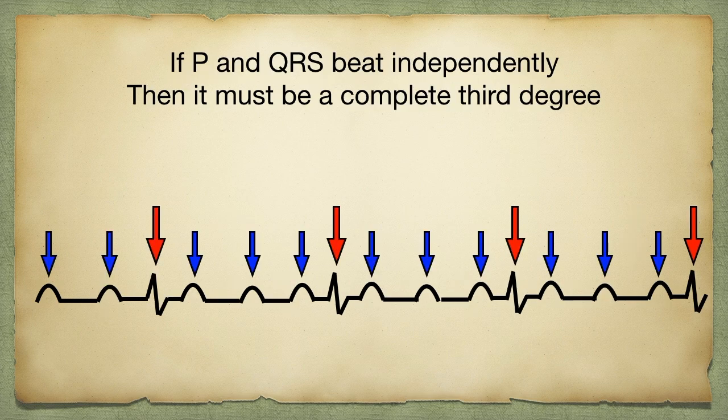And the final heart block is a complete third degree heart block. This is when the atria and ventricles are beating independently of one another. So the P waves are in their own rhythm and the QRS waves are independently in their own rhythm. If P and QRS beat independently, then it must be a complete third degree.